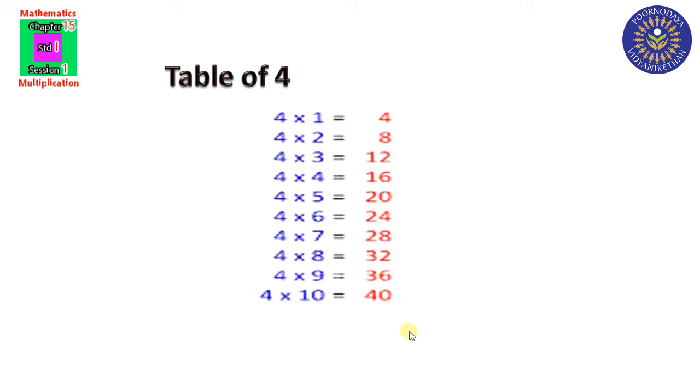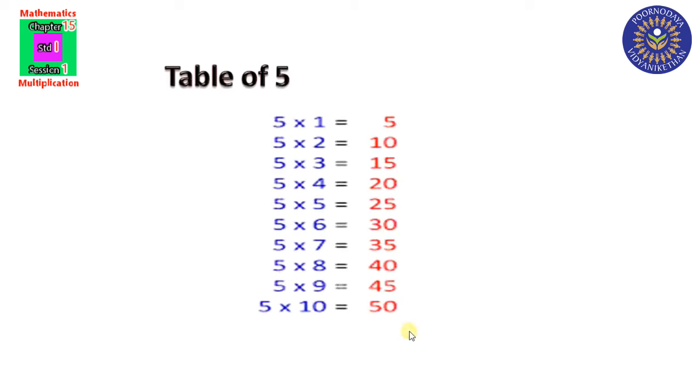4 1s are 4, 4 2s are 8, 4 3s are 12, 4 4s are 16, 4 5s are 20, 4 6s are 24, 4 7s are 28, 4 8s are 32, 4 9s are 36, 4 10s are 40. Okay. Next, table of 5.